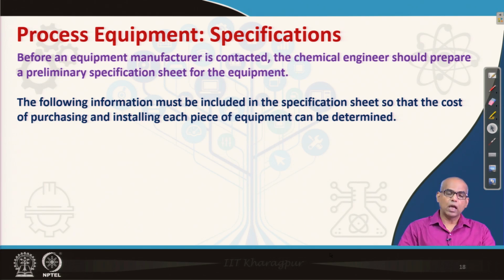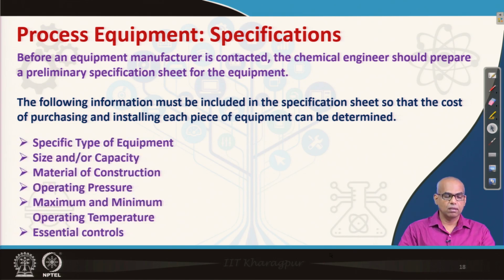Now, about process equipment specifications. Before an equipment manufacturer is contacted, the chemical engineer should prepare a preliminary specification sheet for the equipment. The following information must be included in the specification sheet so that the cost of purchasing and installing each piece of equipment can be determined.